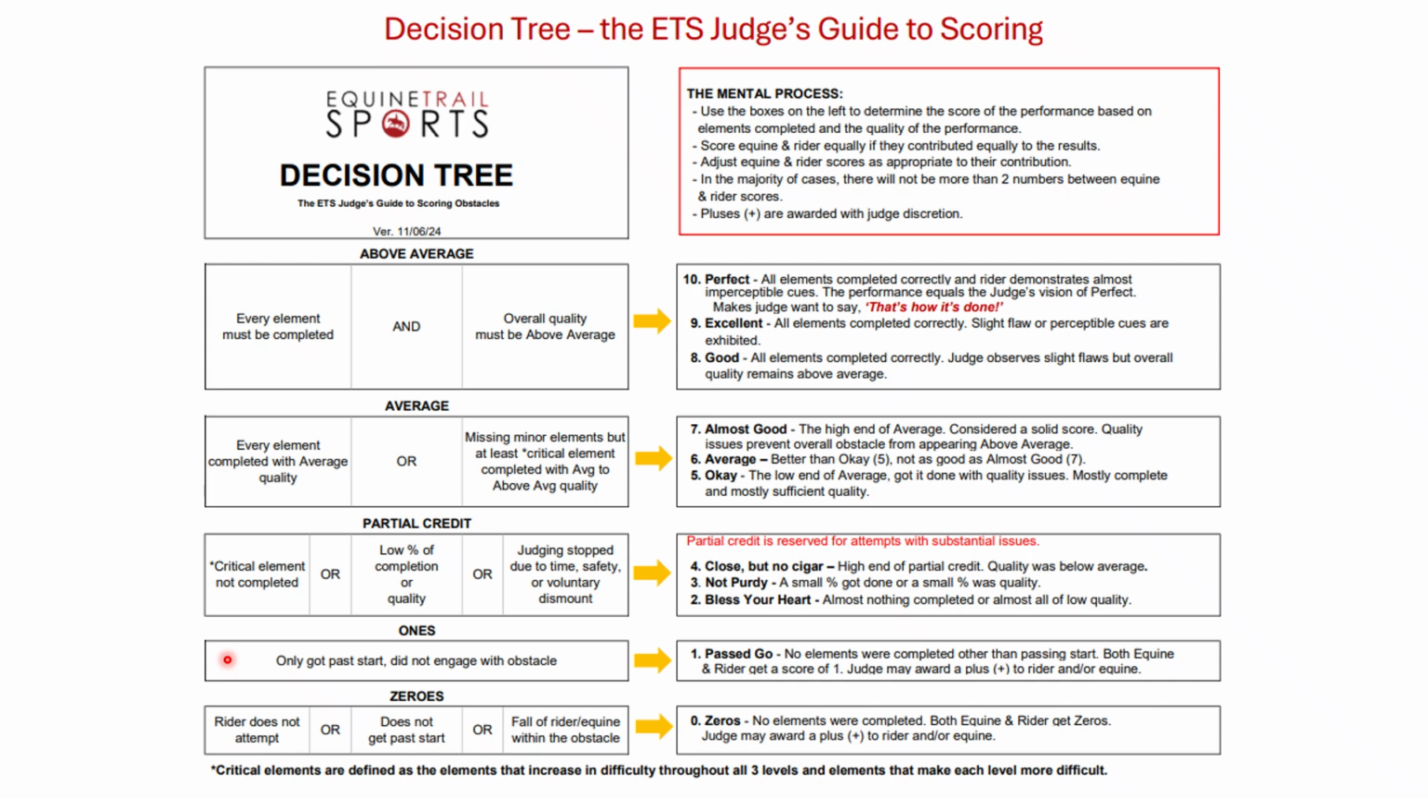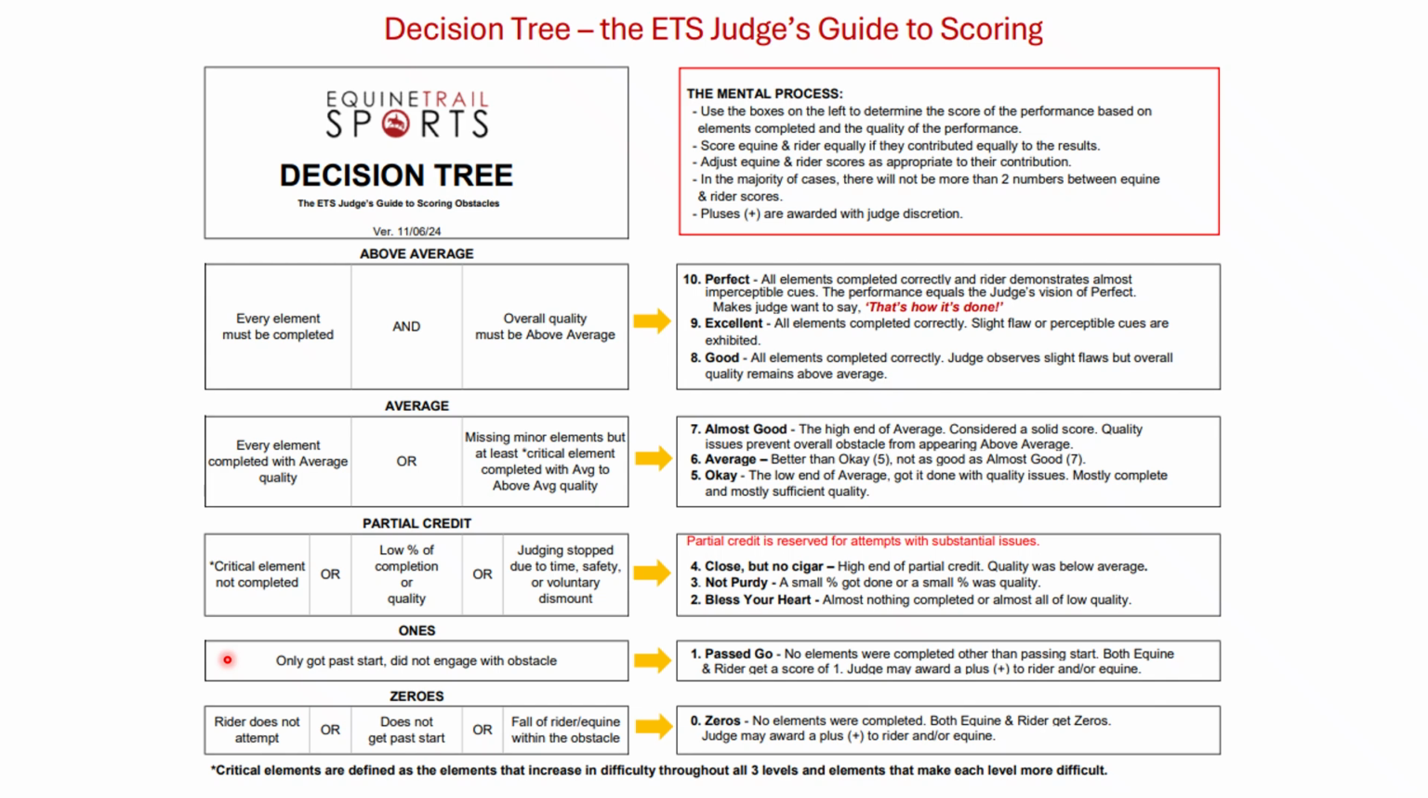So for example, if they got past the cone and they don't touch the rope, or they can't get to the bridge and they either time out or have to be called off before getting to the bridge, this is a 1-1 score. Please comment clearly on the scorecard that they only got past go.